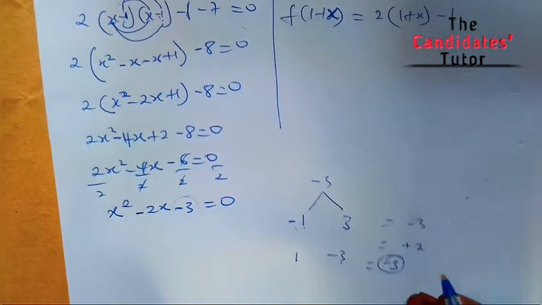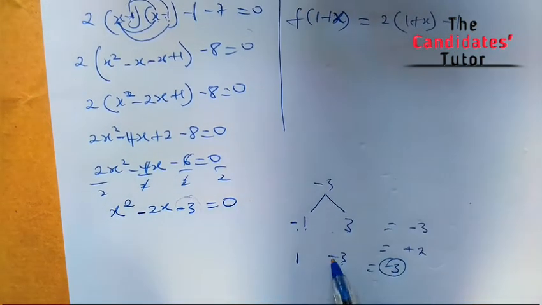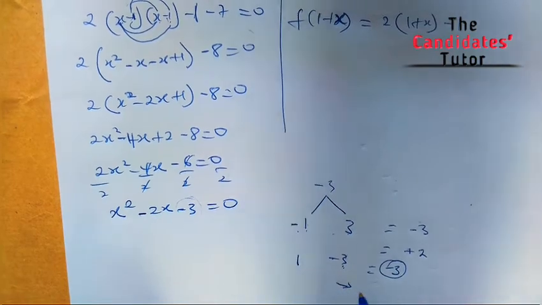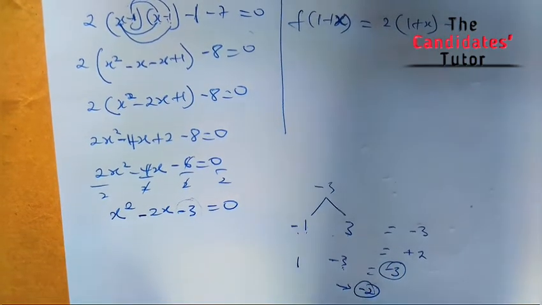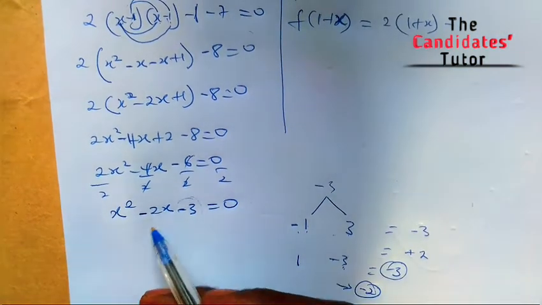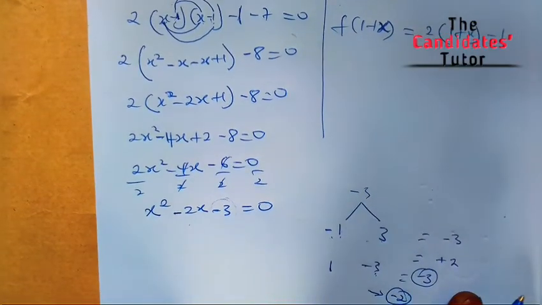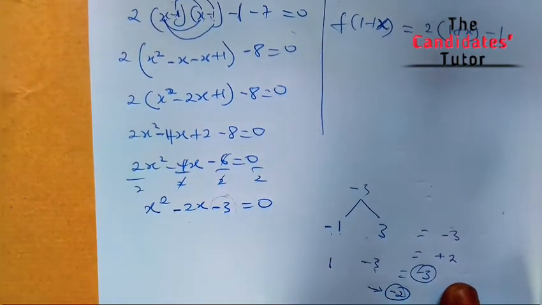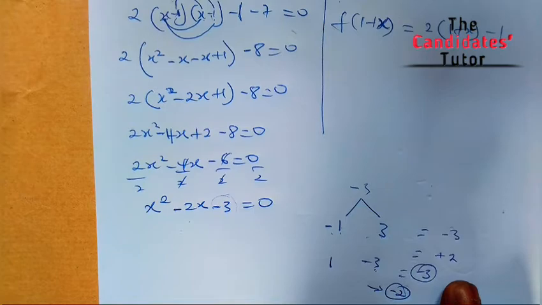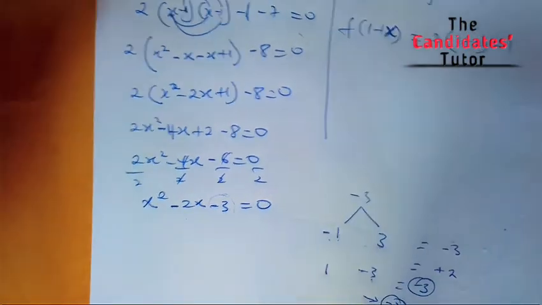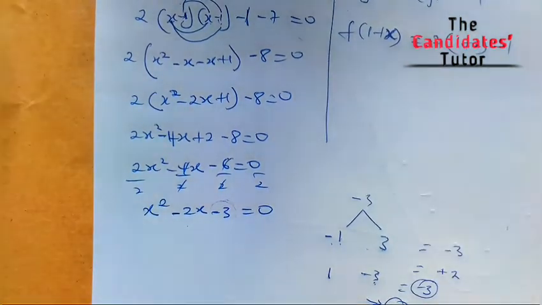And if we add 1 plus negative 3, we are going to get negative 2. Okay, which we can replace it with this. So that's what we are going to use. If you want further explanation on quadratic equation, you can leave it in the comment section and I will assist you with it. Okay, so let's continue.